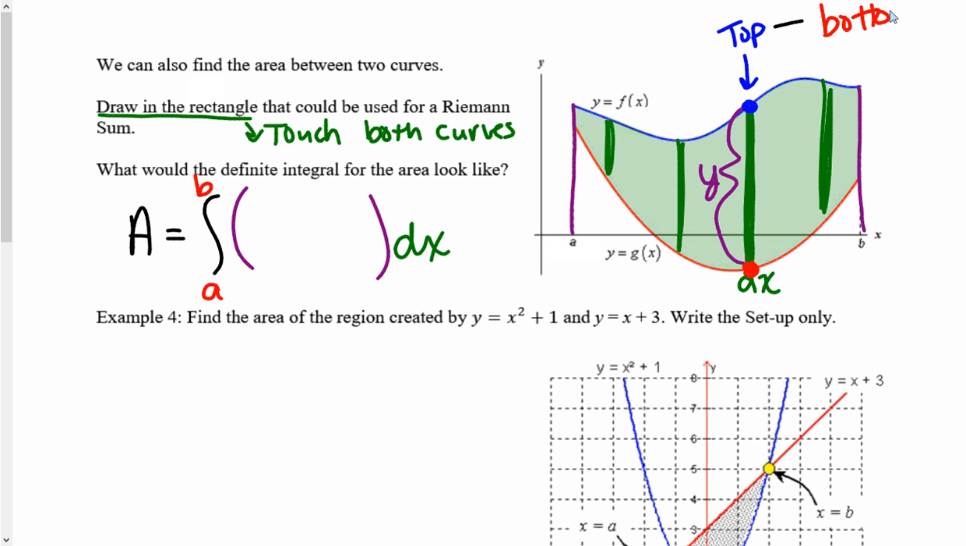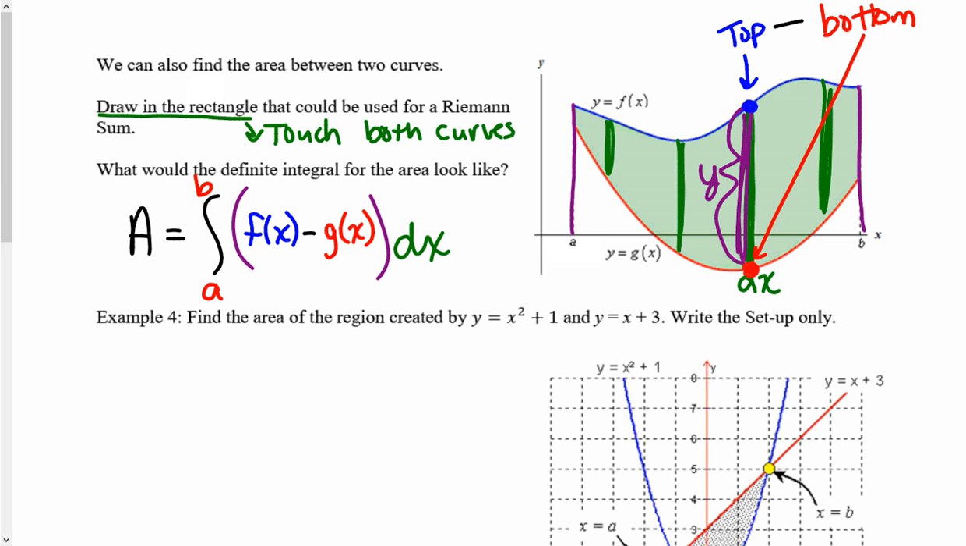And that will give me this y value, this purple height right here. So my top curve has a name, and that is f of x. And I'm going to subtract the bottom curve, which has a name, which is g of x. And that's what you're going to do when you have the area between two curves.